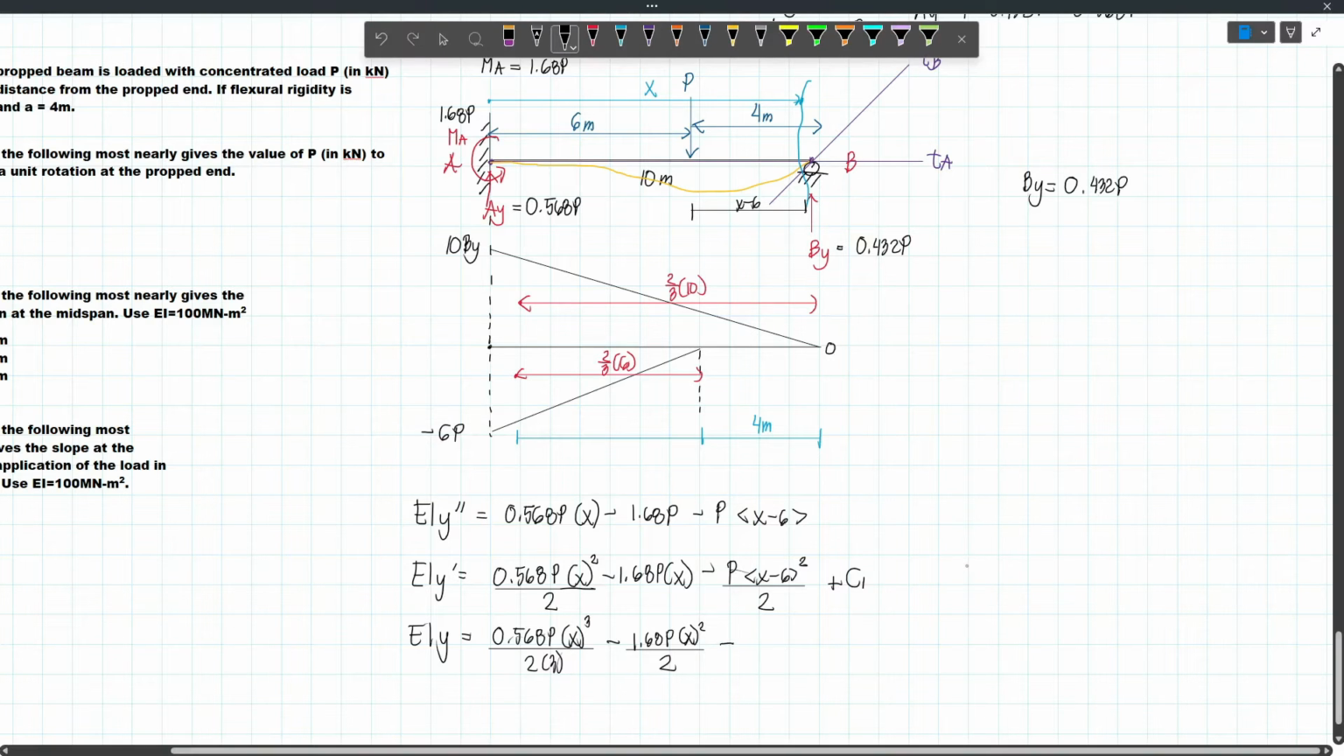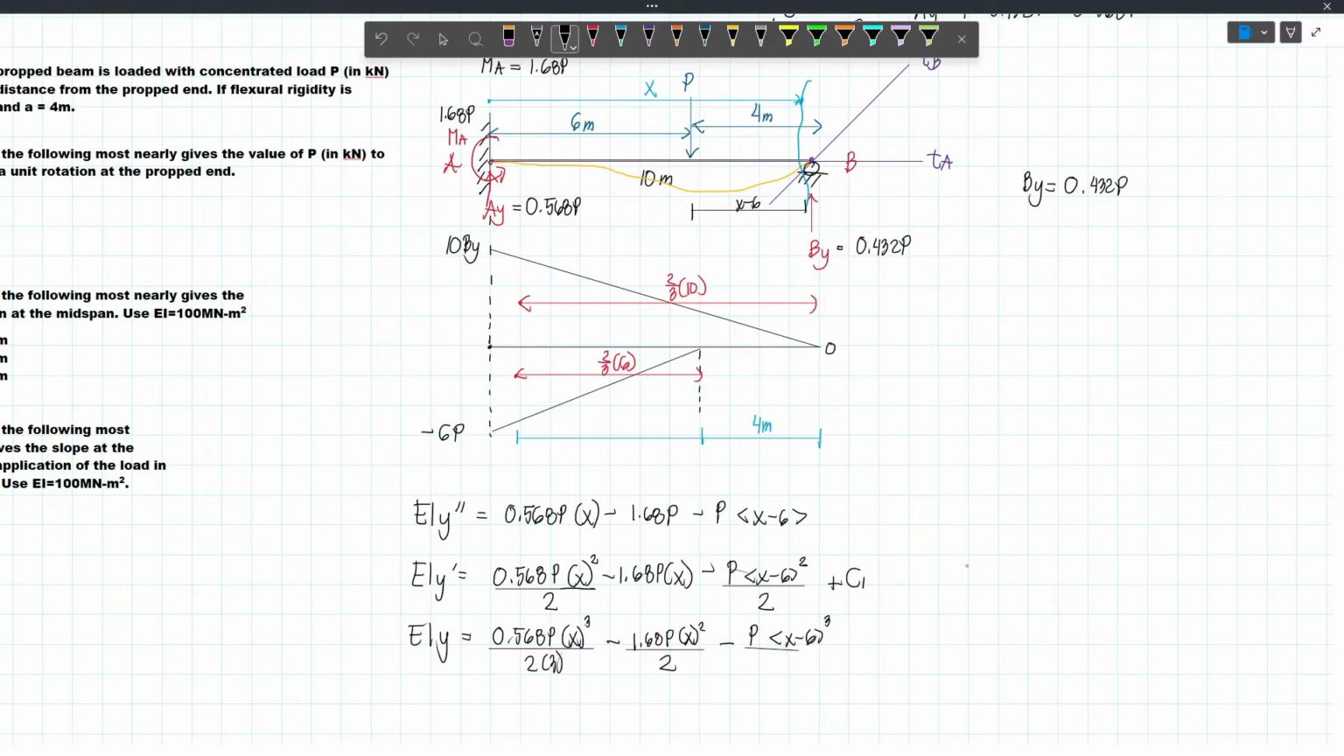And then this last part is negative p times (x minus 6) cubed plus 1, and then the denominator is 2 times 3, and then plus c1 times x plus c2. Again, we have new arbitrary constants because we integrated again.